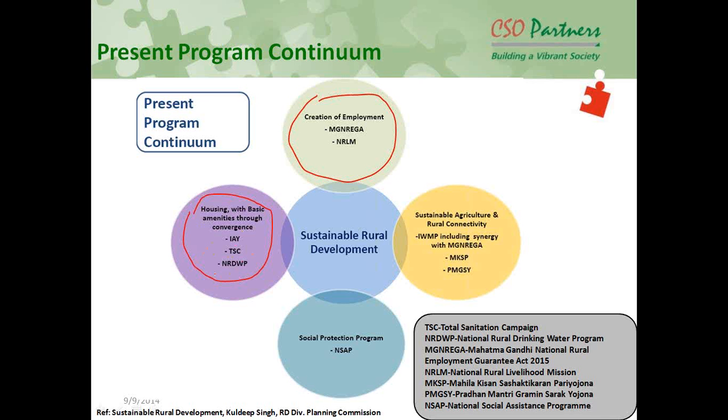As I said, if the sanitation condition is really bad, that will lead to bad health. So this is a kind of poverty trap we have to break, so we need a more holistic approach toward the problem. Now they are talking about sustainable agriculture and rural connectivity. In this, they are trying to impact agricultural productivity and rural connectivity through different programs.